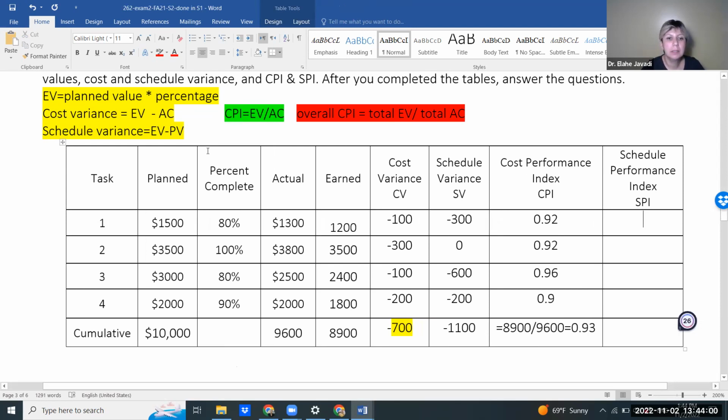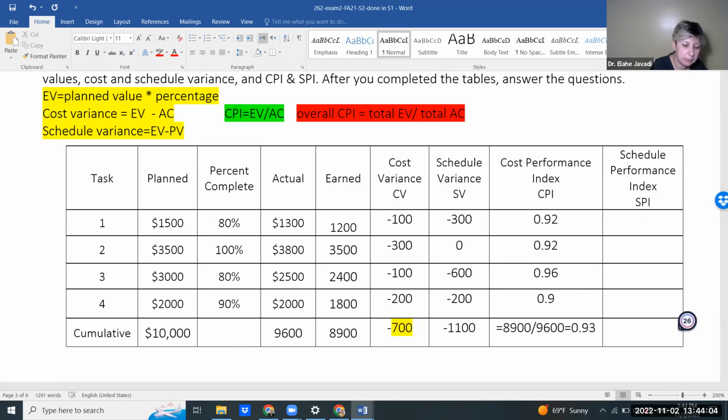Perfect. Michaela, do you remember the formula for SPI, please?